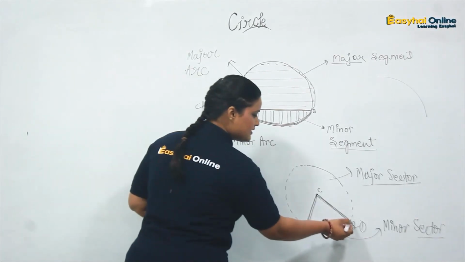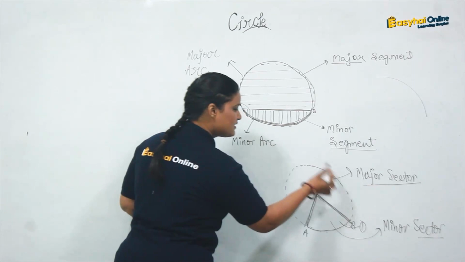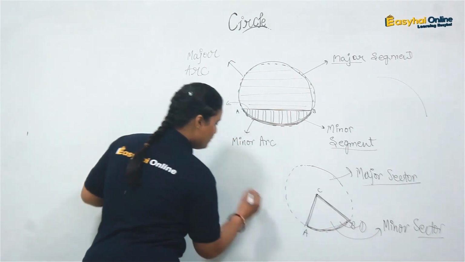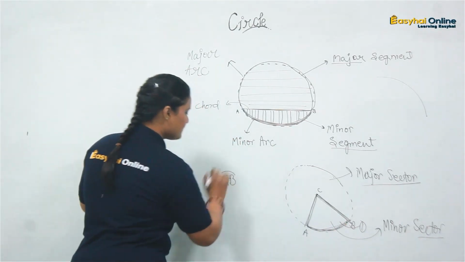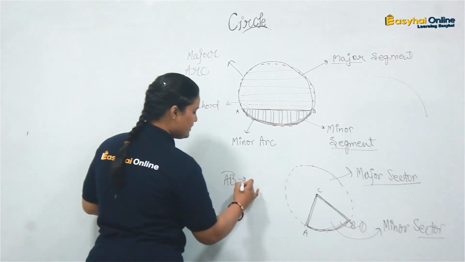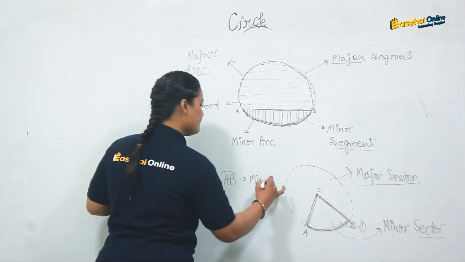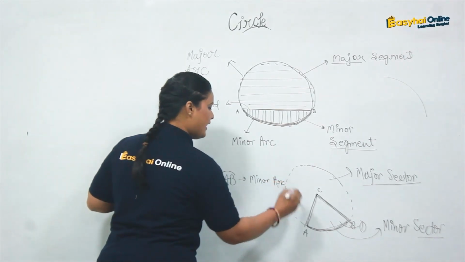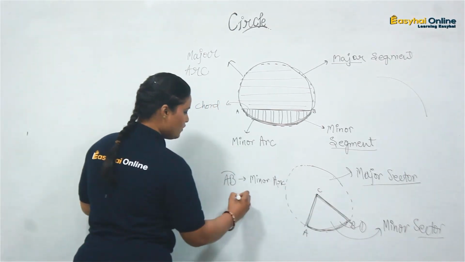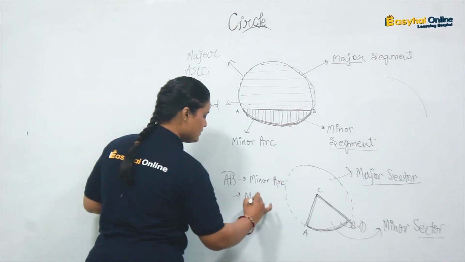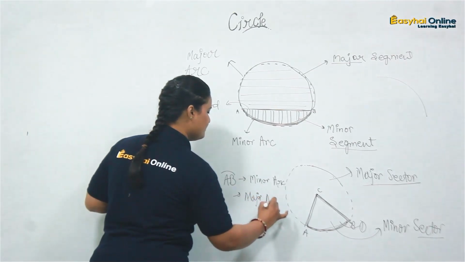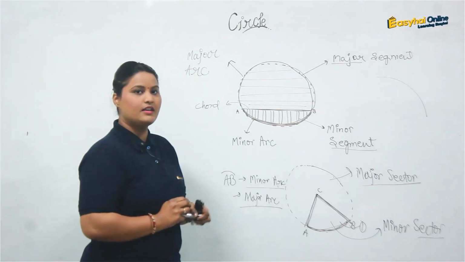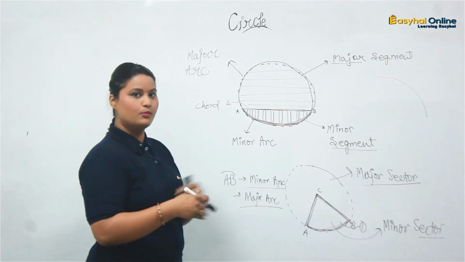And again, AB also divides the circumference. So this arc, the arc in between AB, is denoted like this. This part is known as the minor arc. And the remaining circumference is known as the major arc. Clear, class? So these are some terms related to the circle which you will learn more about.